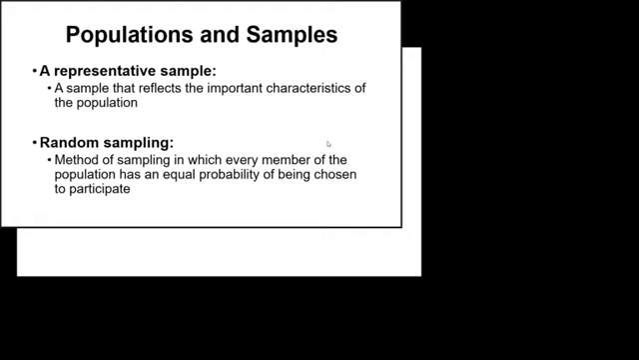A representative sample is when your sample actually reflects some important characteristic of the population. So does it have the right proportion of English speaking and French speaking, or whatever it is that you're interested in? And you can obtain representative samples using random sampling, or one of the subtypes of random sampling.